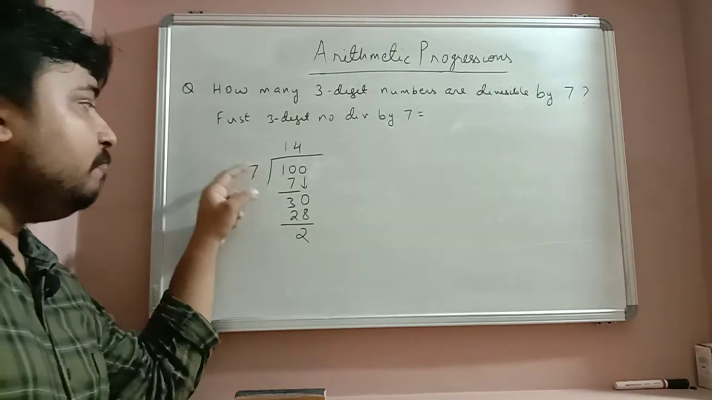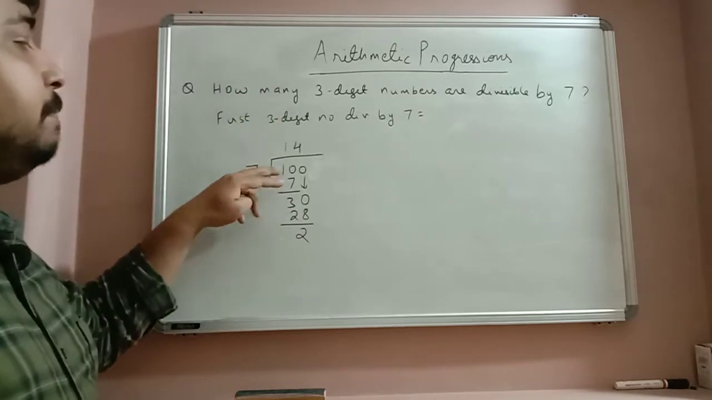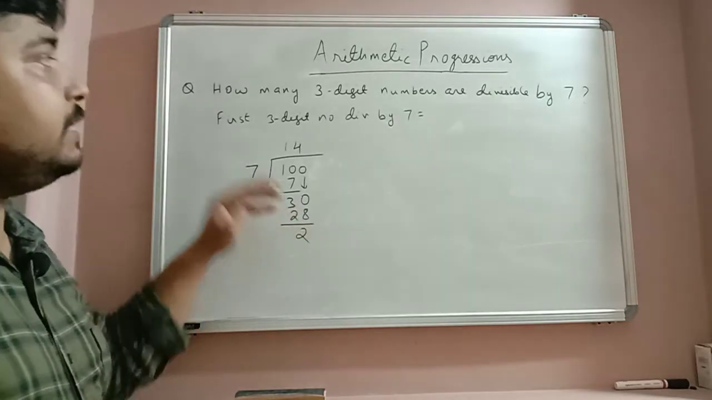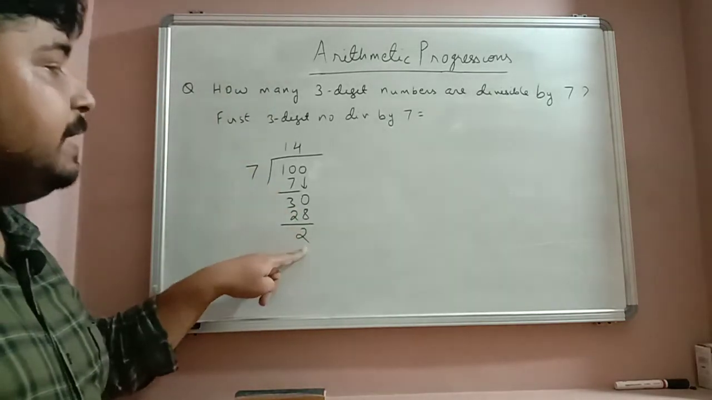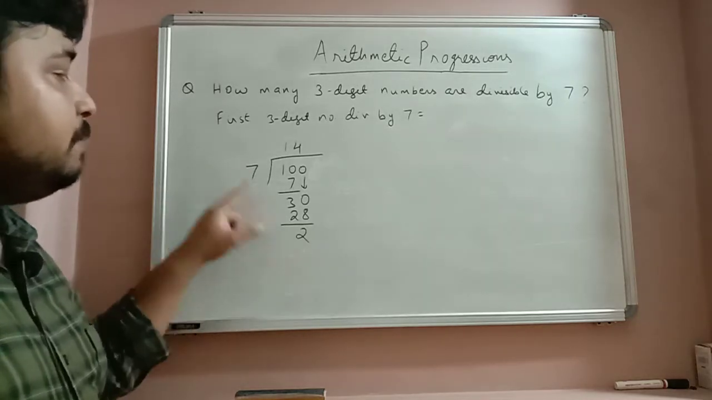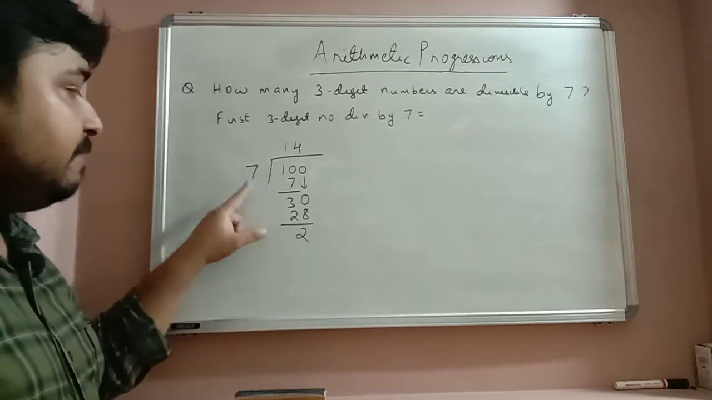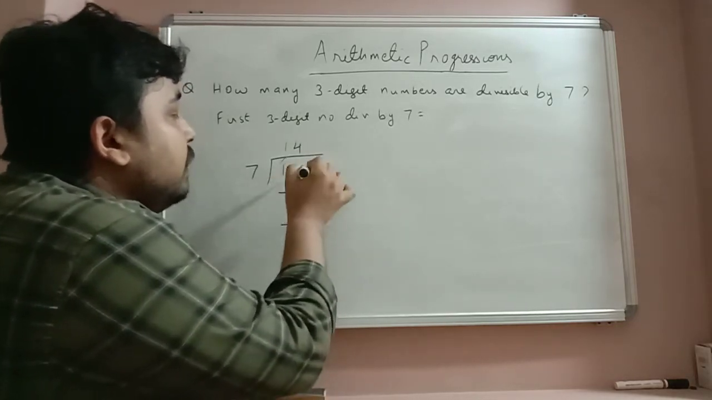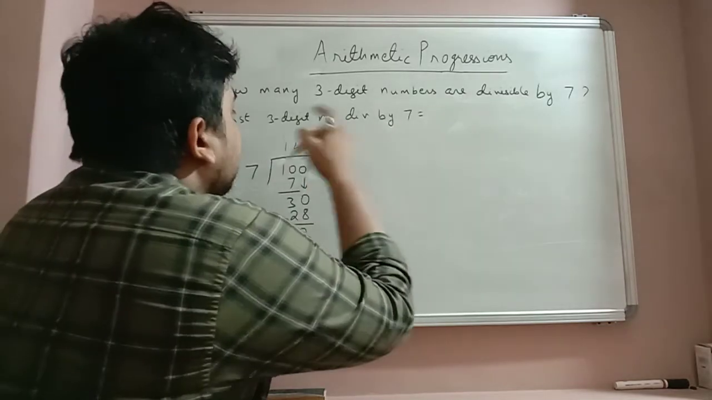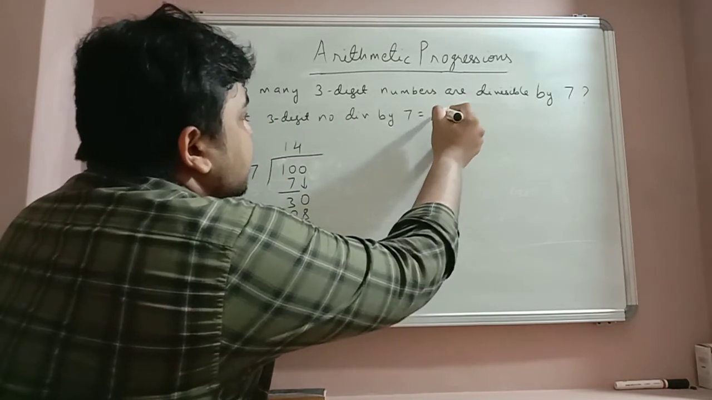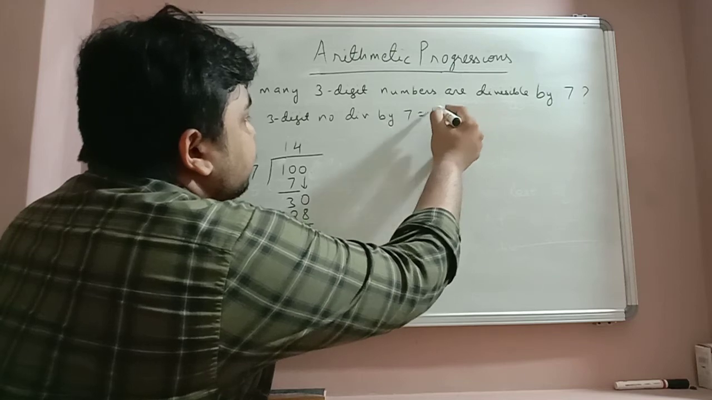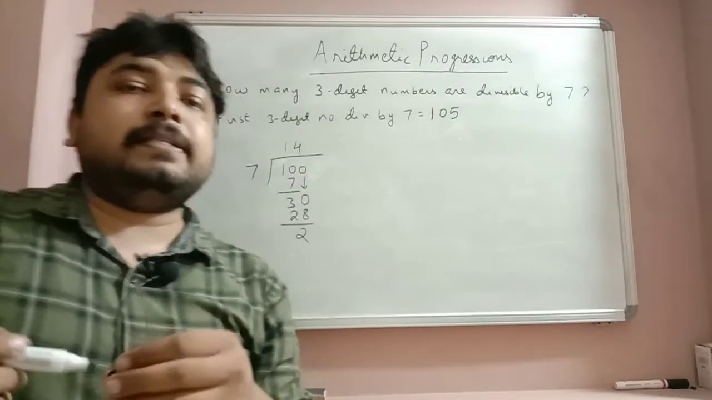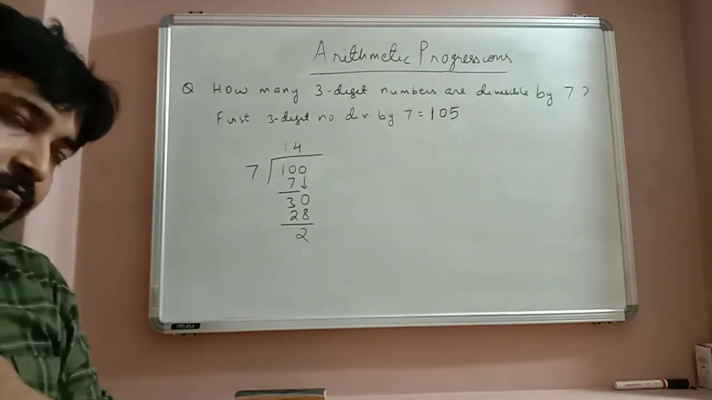So I repeat, firstly we divide the smallest 3-digit number by 7. We will get a remainder. If the remainder is 0, then that is the number. If we get a remainder, then we take the difference of this remainder from the divisor. So 7 minus 2 is 5, and we add this 5 to this number. So our first 3-digit number divisible by 7 is 105, or the smallest 3-digit number divisible by 7 is 105.